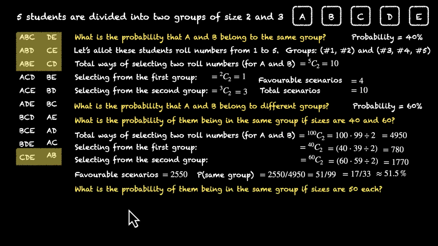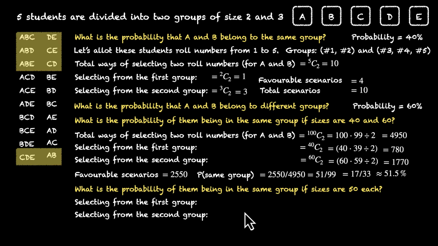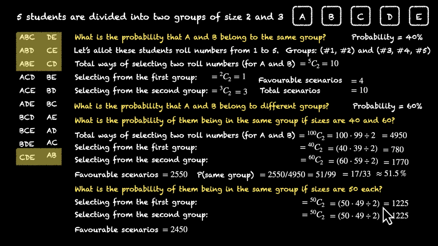And that's the next question in this video. What is the probability of them being in the same group if the sizes are 50 each? Do you want to give this a shot? Pause the video. Okay, let's do this together. Selecting from the first group and selecting from the second group. For both of these, the answer is 50C2. That's 50 times 49 by 2 times 1. That's going to be 1225. So 1225 here and 1225 here. So total favorable scenarios is twice of this. That's 2450. And if you find the probability, 2450 divided by 4950, that becomes 49 by 99.